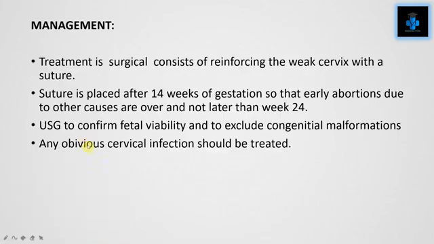Management. Treatment is surgical, consisting of reinforcing the weak cervix with a suture. The suture is placed after 14 weeks of gestation so that early abortions due to other causes are over, and not later than 24 weeks. Ultrasonography is done to confirm fetal viability and to exclude congenital malformations. Any obvious cervical infection should be treated.